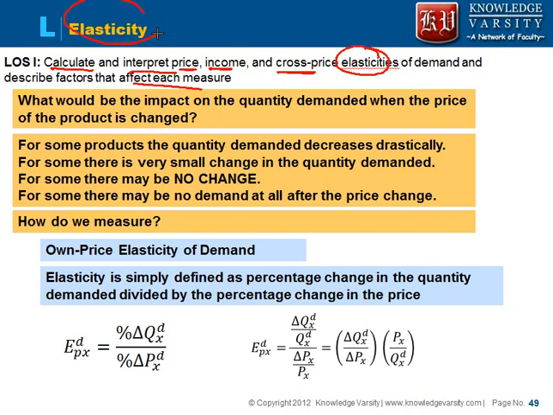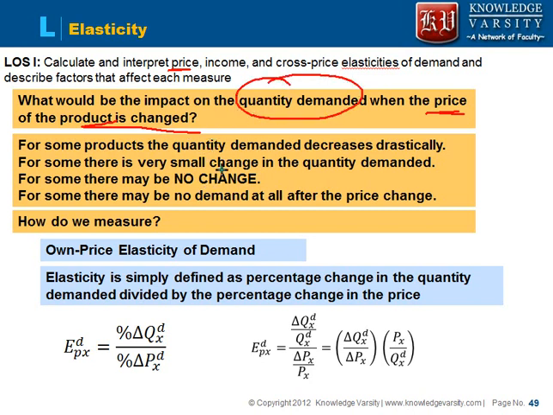So here we are actually interested in what elasticity is. There are three types of elasticity: price elasticity, income elasticity and cross price elasticity. To understand this, first we'll focus on the price elasticity of demand, the price elasticity of demand of our own product. Think about it: when the price of the product is changed, what would be the impact on the quantity that is demanded?